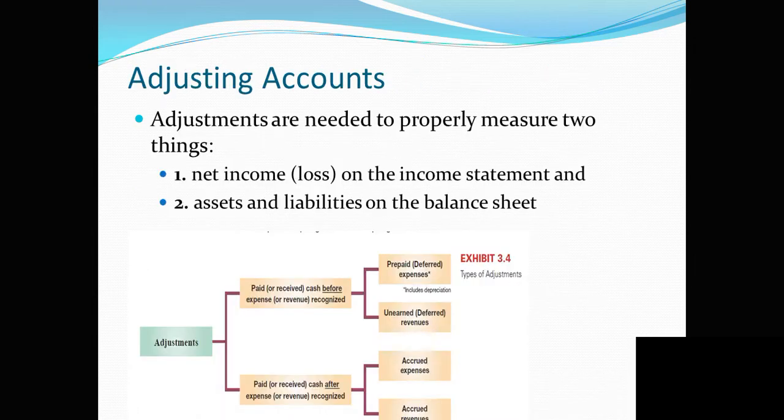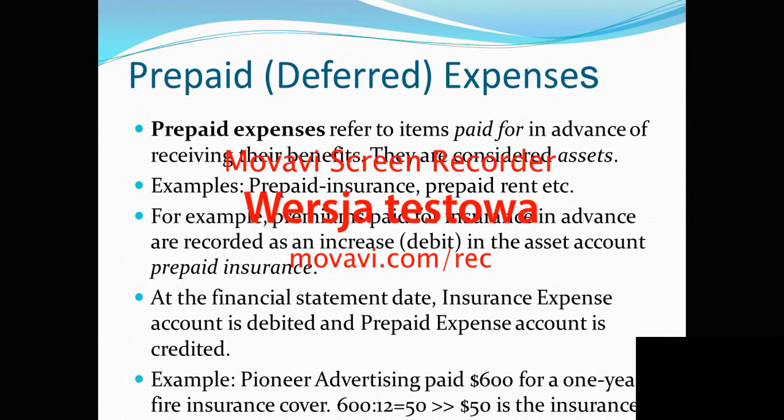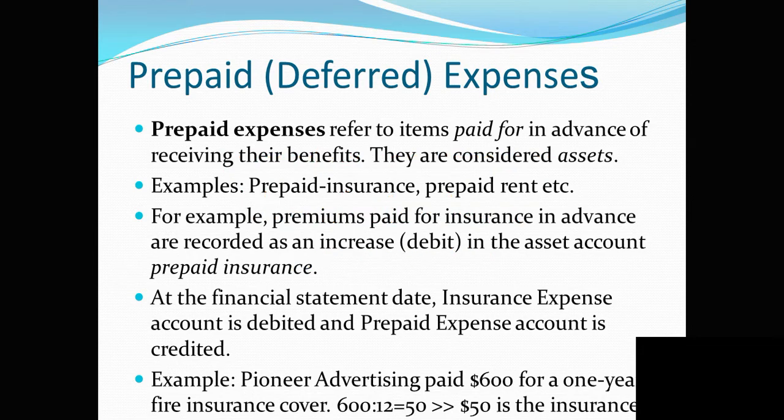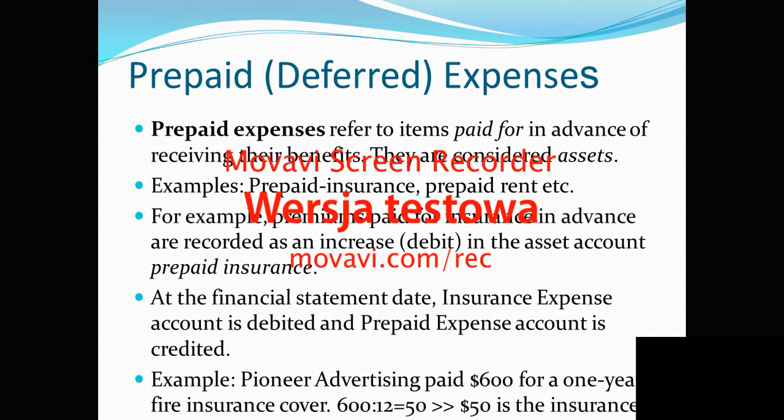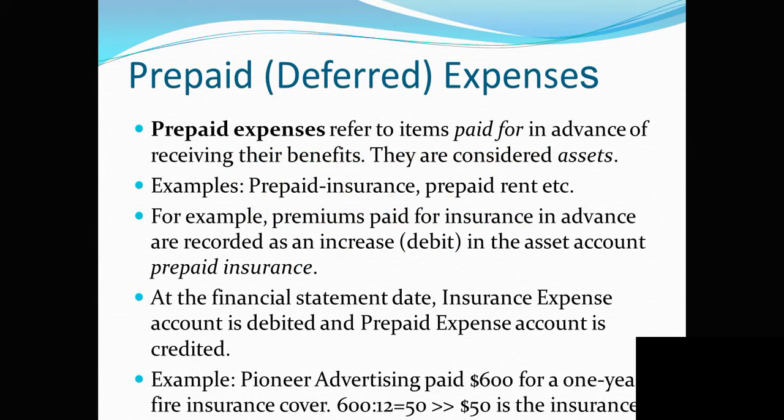So the first is prepaid or deferrals, they're also called prepaid expenses. What are prepaid expenses? Prepaid expenses refer to items paid for in advance of receiving their benefits, and in accounting we consider them assets. So even though you hear the word expenses, they are considered assets, so they appear on the left hand side of the balance sheet under assets. Examples can be prepaid insurance, prepaid rent, and so on.